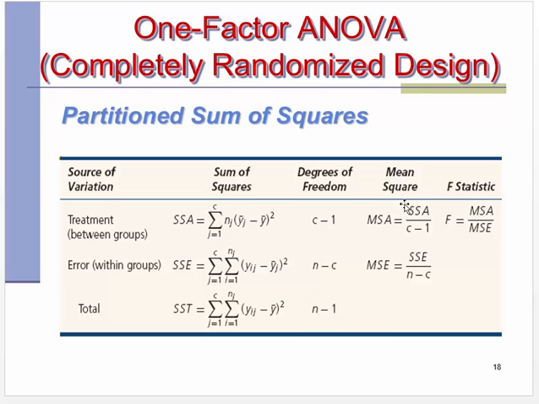Then how do you calculate the mean square? The mean square between groups is SSA divided by its degrees of freedom, C minus 1. And the mean square error is SSE, the sum of squares error within groups, divided by its own degrees of freedom, N minus C. So that's MSE. You have MSA and MSE, and then you can calculate your F statistic, which is the ratio MSA over MSE. And then we are ready to test.